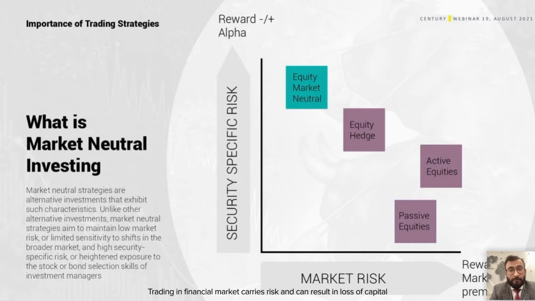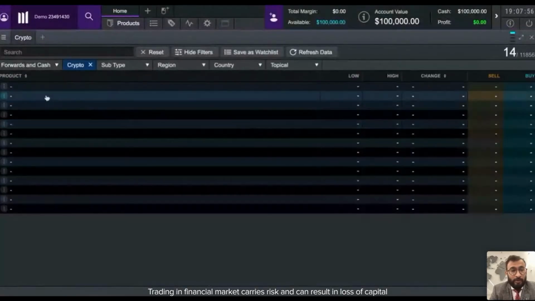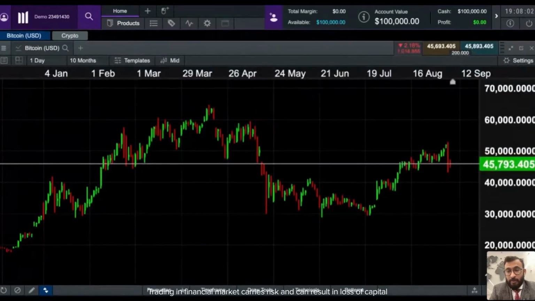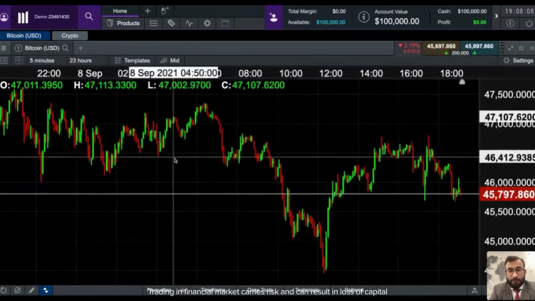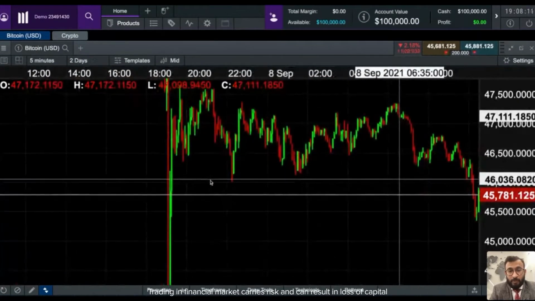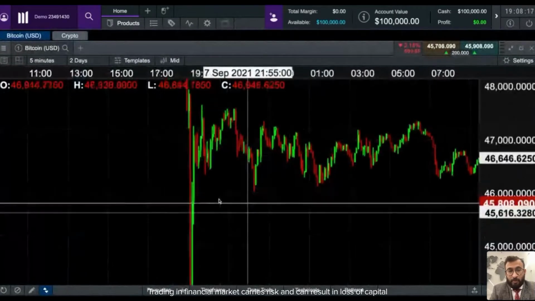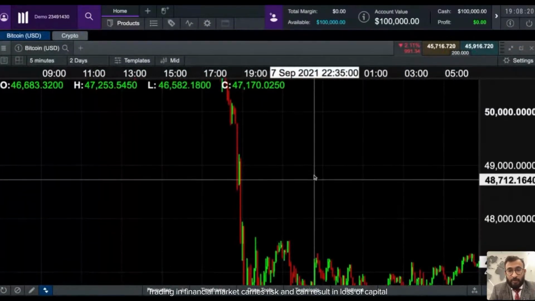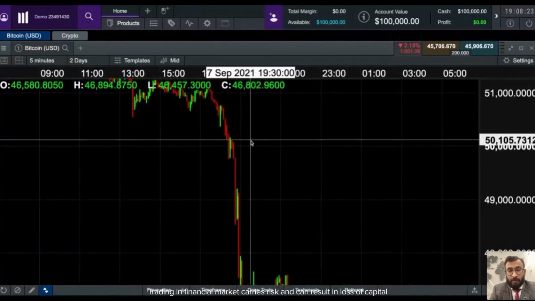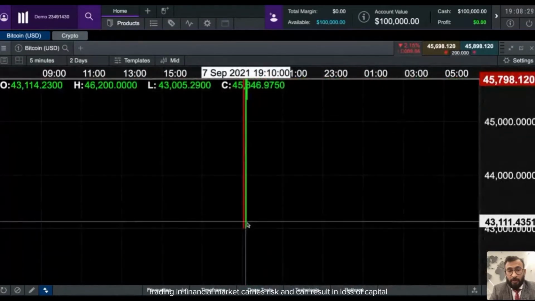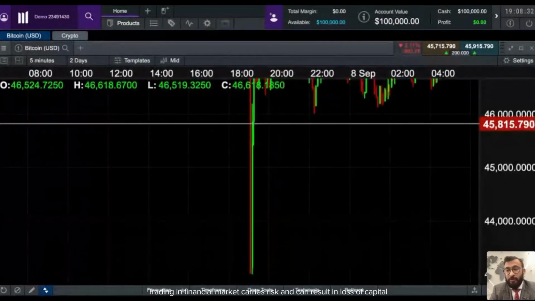Let me show you here. Let's make it more and more interactive. I'll bring the live platform as well. This is Bitcoin right here, and I'm just taking yesterday's. Look at this right here. This is the fall from 51,000 all the way down. This was a drop. This was a big drop.